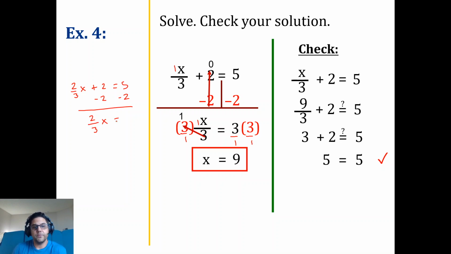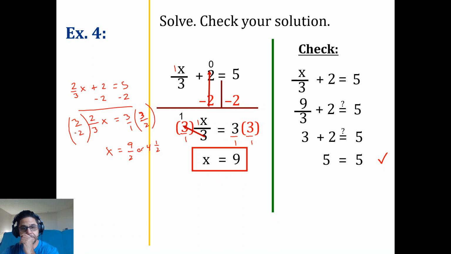2/3 x is equal to 3. So really multiply by the reciprocal. Sorry, my 1 looks kind of messy. So x is equal to, can't cross cancel, 9 over 2 or 4.5. Remember, if you were going to check it, you would check with the original problem, 2/3 x plus 2 equals 5, and you would check with the improper fraction. Just want to remind you again, using your reciprocal.